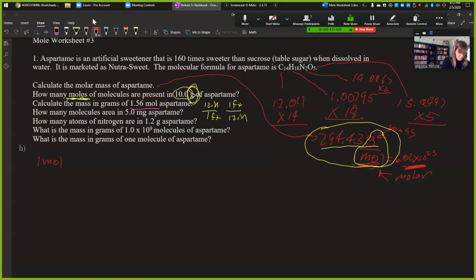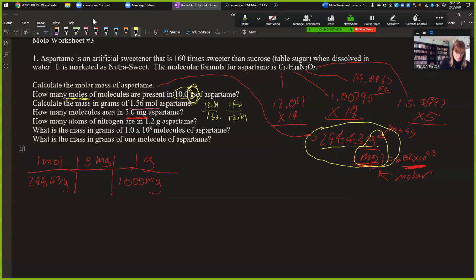So 1 mole of aspartame is 294.43 grams of aspartame. I need to cancel the gram unit out, and I didn't get grams this time, I got milligrams, but that's okay. So what I'm going to do is write 5 milligrams. Now I can't cancel milligrams and grams out because they're not the same unit, but I do know a unit conversion: 1,000 milligrams is equal to 1 gram.